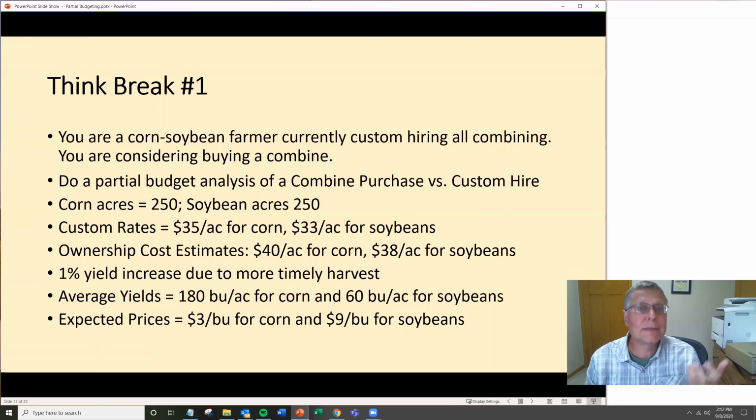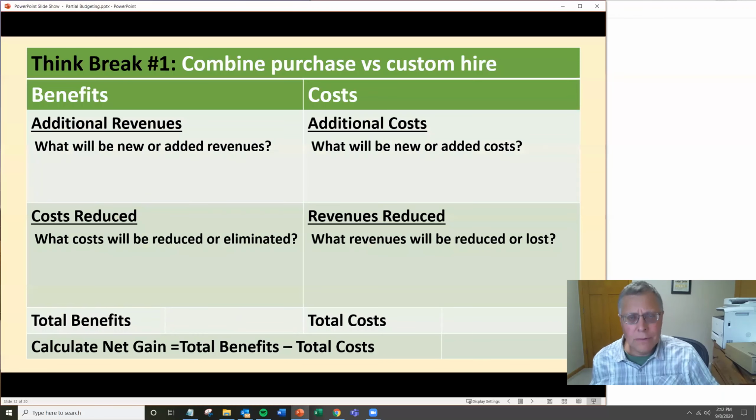Instead, now it's custom combining versus buying the combine. And so you can do a partial budget analysis of it. You've got corn acres at $250, soybean acres at $250. Custom rates are slightly different: $35 an acre to hire someone to combine your corn, 33 for your soybeans. And you can see the costs of owning and operating are higher, 40 and 38. There's a 1% increase in yields due to more time to harvest, and you've got some average yield assumptions for the corn and soybeans, and the same prices, 3 and 9. And then you would lay it out in this structure here.